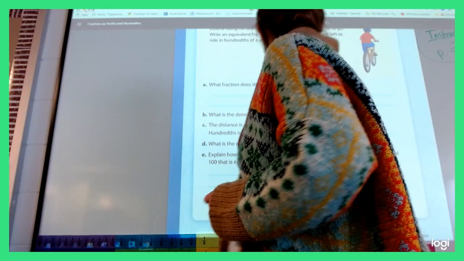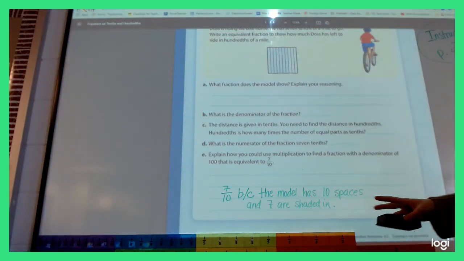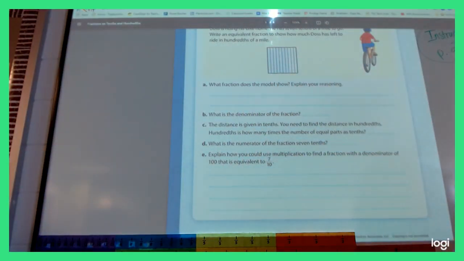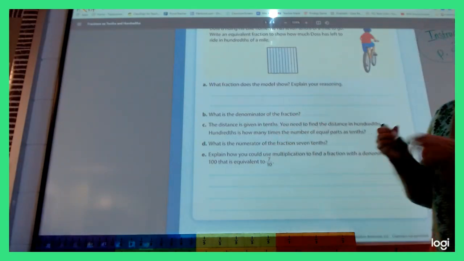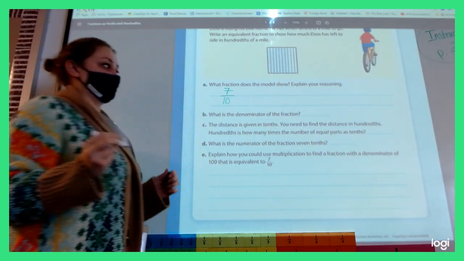All right. You guys all got this? Okay. All right, so I already filled that one in. I'm just going to rewrite the fraction so we don't forget. I'll leave my explanation off.